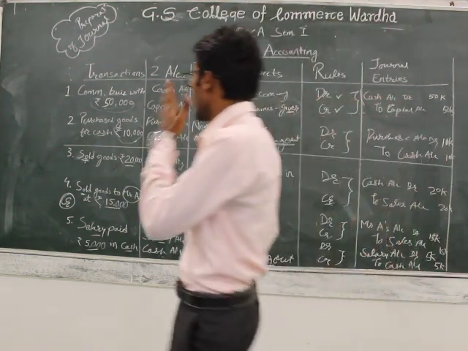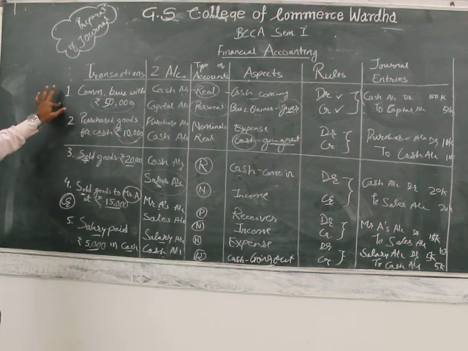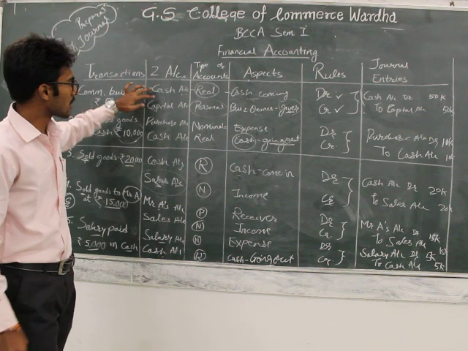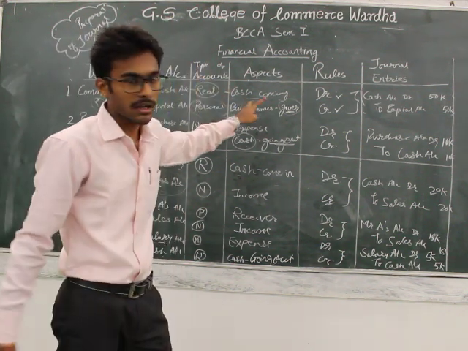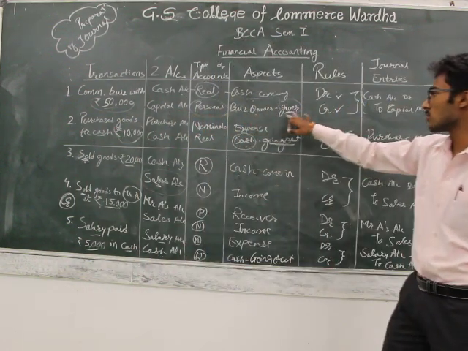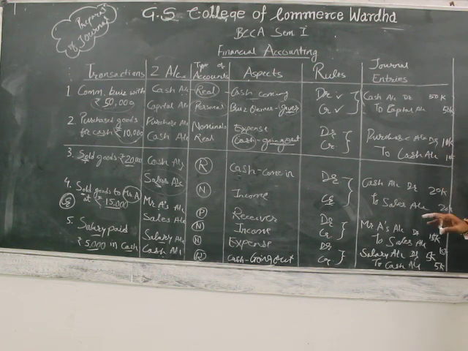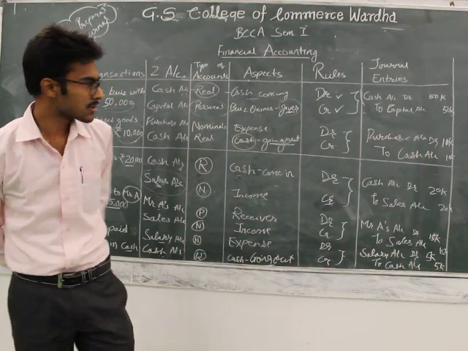Let us have a very quick recap of all five transactions. We are commencing business, where two aspects are there: cash and capital. Cash is coming in, that means debited, and capital is a personal account and the business owner is the giver, that's why cash account is debited to capital account. And the second transaction is purchase of goods.